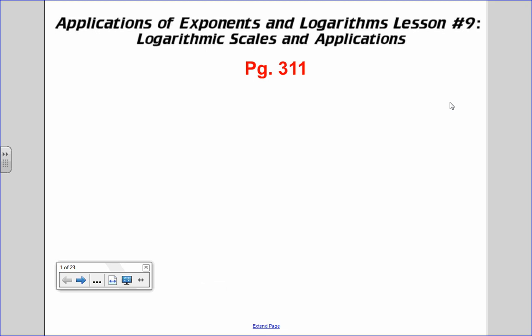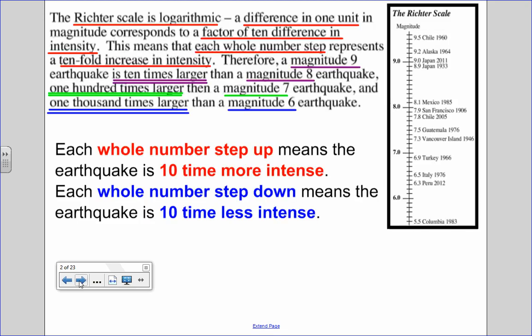In this lesson, we're going to be looking at log scales and applications. There are 3 applications we'll focus on: Richter scale for magnitude of earthquakes, sound intensity with decibels, and pH levels. So let's start with the Richter scale.